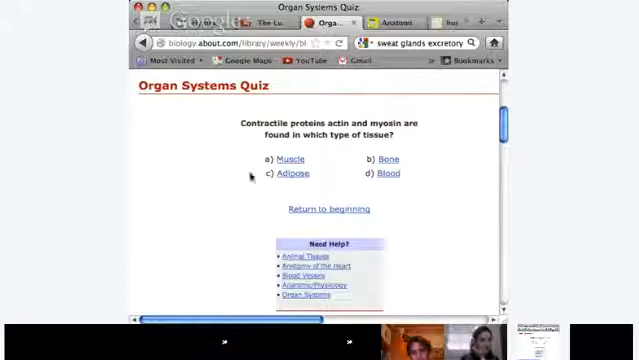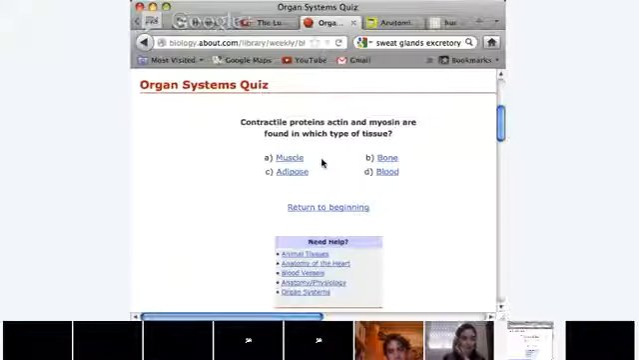Actin and myosin. Good. Muscle. Actin and myosin are types of proteins, and they're used to help muscles contract, by influx of calcium. Good. Calcium is what helps the muscles contract. And so, good, these proteins are found in muscle.